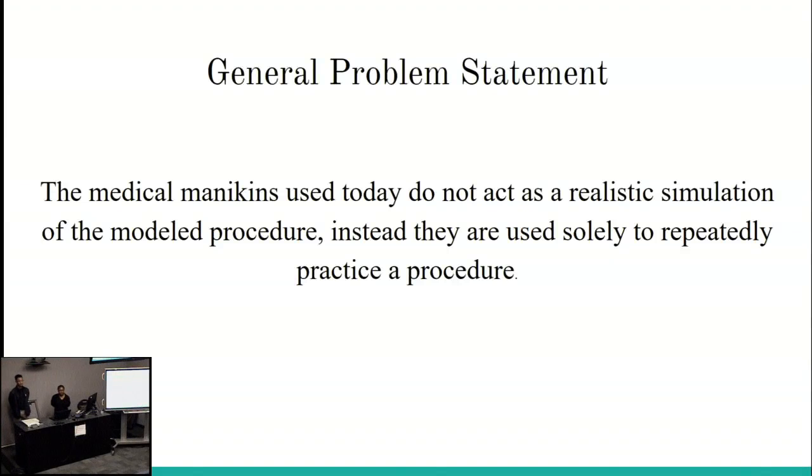The general problem statement hasn't changed much since last time. Basically, the medical mannequins used today do not act as a realistic simulation of the modeled procedure. Instead, they are used solely to repeatedly practice the procedure. The main goal is to help medical physicians and doctors practice a chest tube insertion before they actually get to the patient, so that they're prepared in that moment.